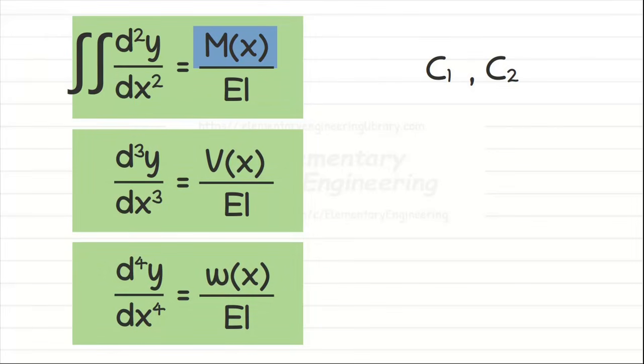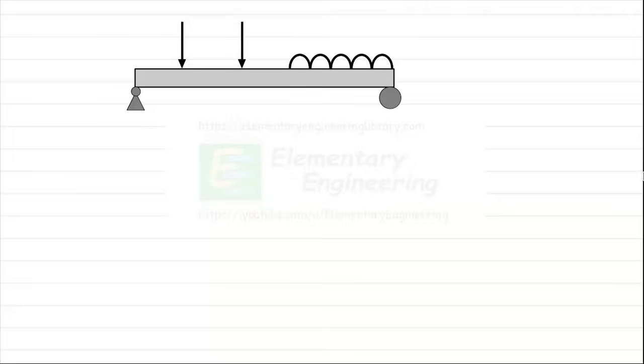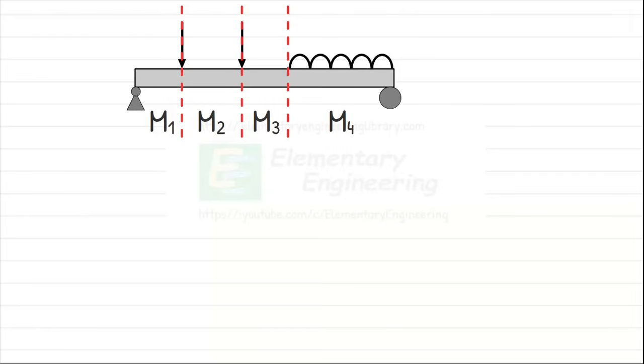Now everything we have done so far works nicely when the loading is simple. But what if the loading is a bit more complex, like a mix of point loads and distributed loads? In that case, one single equation for bending moment won't work for the entire beam. So what we do is we divide the beam into smaller sections. Each section has its own bending moment equation.